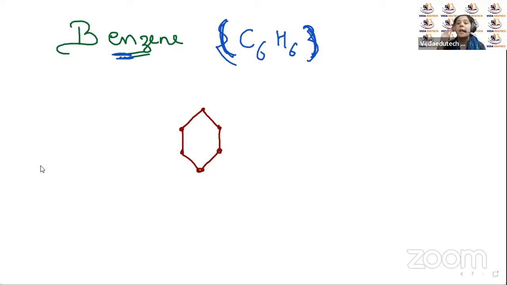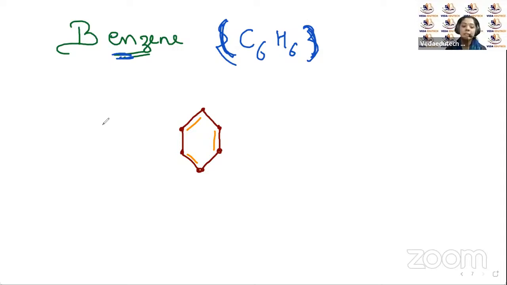In benzene, every alternate carbon has a double bond. So like this, alternate, this is not having a double bond, this is having a double bond. No double bond, we have a single bond. So every alternate carbon atom is having a double bond in it.